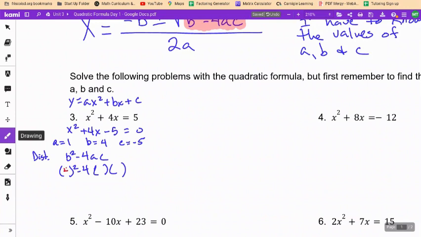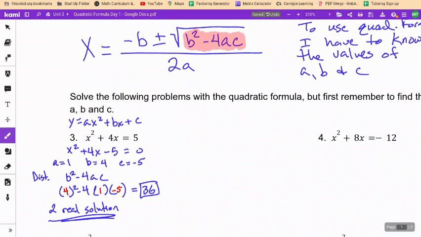That gives me 4 squared minus 4 times 1 times negative 5. When I plug all of that into my calculator, I can plug it in exactly how you see it right here. I get a positive 36. A positive 36 tells me I'm going to have two real solutions. So now I know what I'm looking for.